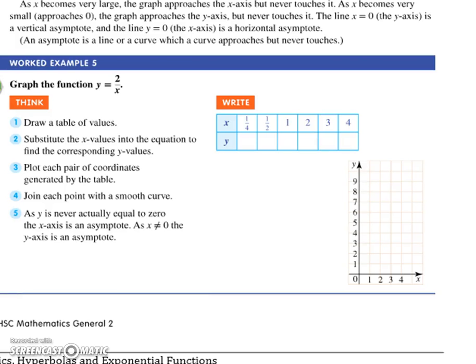All right, we need to graph the function y equals 2 over x. You ready? You've got a formula there. You need to substitute in. Now, what I would recommend is just chucking these ones into a calculator.